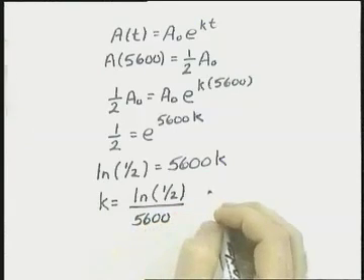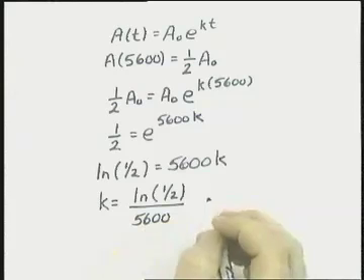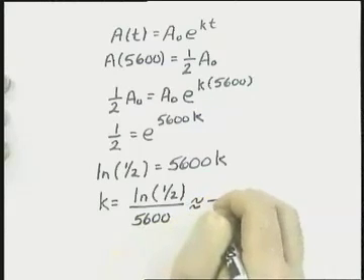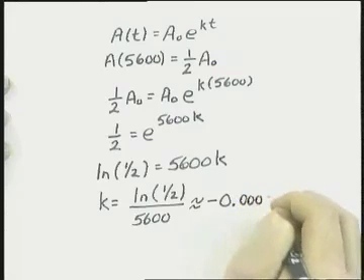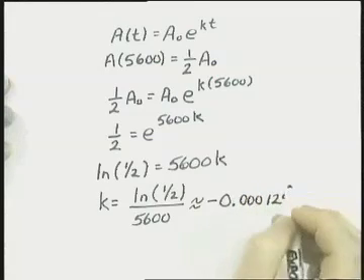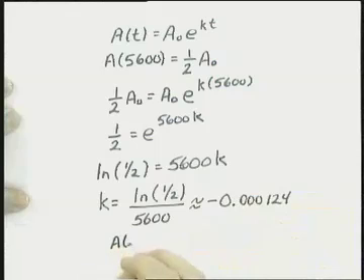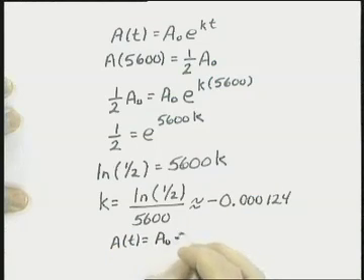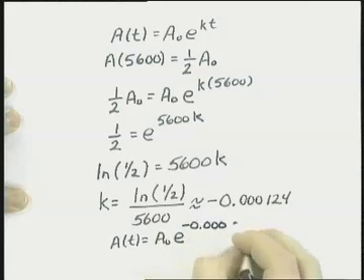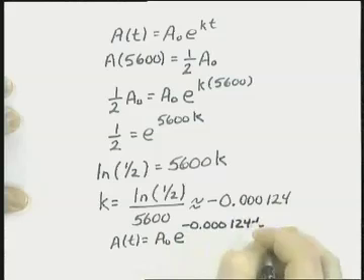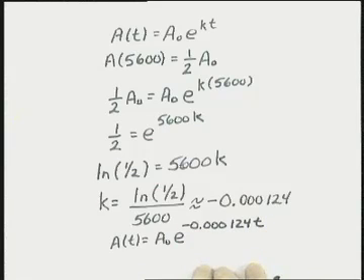The natural log of 1/2 divided by 5,600 is approximately equal to negative 0.000124. So now we know that A of t is going to equal A sub 0 times e to the negative 0.000124t. Now what we're being asked is to determine approximately when the tree was cut and burned.